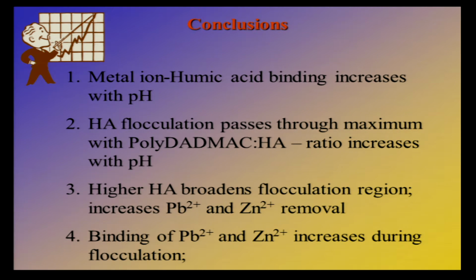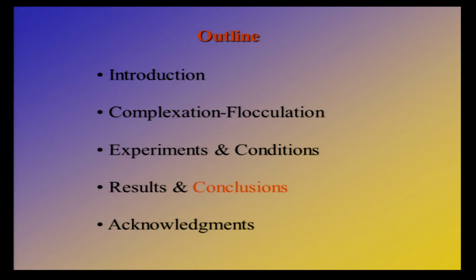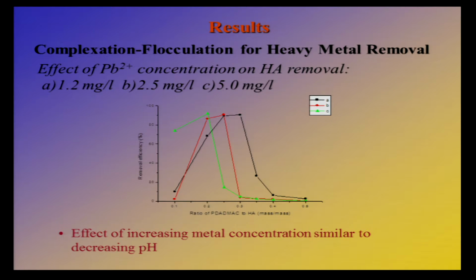Finally, we found that the binding of lead and zinc increases during the flocculation. So as well as binding the lead and zinc to the humic acid in the first phase of the process, when we then do the slow stirring to carry out the flocculation, we actually found that the binding was increasing. So let's just go back to see that more clearly.